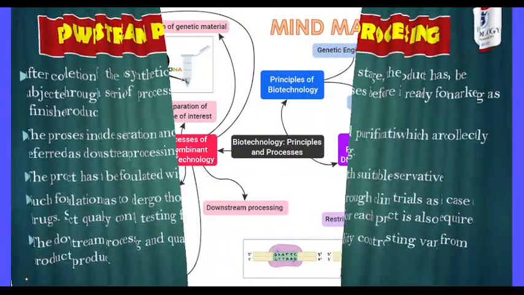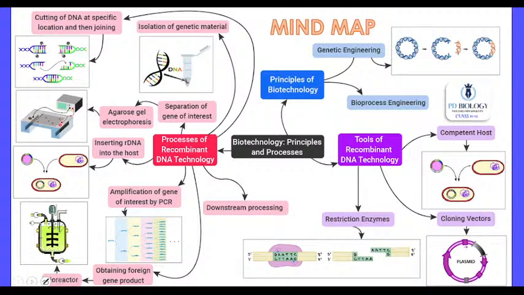So we are almost completing our lesson. And this is the mind map from which you can get all your revision for this part. Starting from cutting and joining, isolation, agarose gel, bioreactor, downstream processing, restriction enzyme, cloning vector, plasmids, host competency, bioprocessing, the principles of biotechnology, everything is on a single page for your further information.